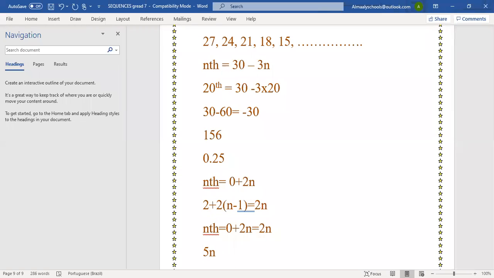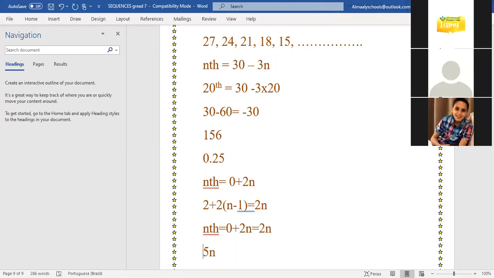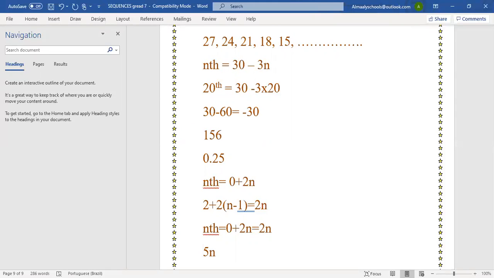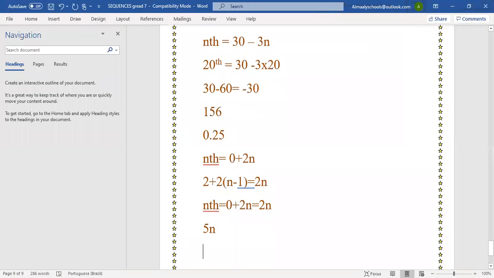Okay. He's asking me, beside question number 2, he wrote T11. Can you see it? T11 means term number 11. So term number 11 will be 5 multiplied by 11, which is 55. My sons, 55.